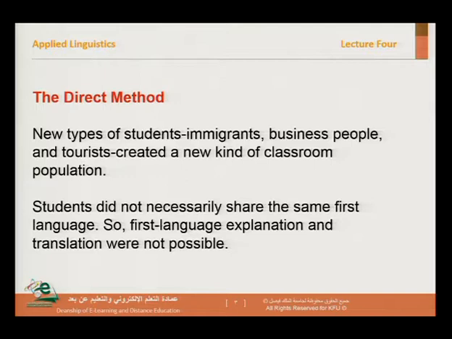The direct method came in response to the comments and shortcomings, the drawbacks of the grammar translation method, and it tried as much as possible to avoid them. Because there were new types of students, immigrants, business people, and tourists, this created a new kind of classroom population.